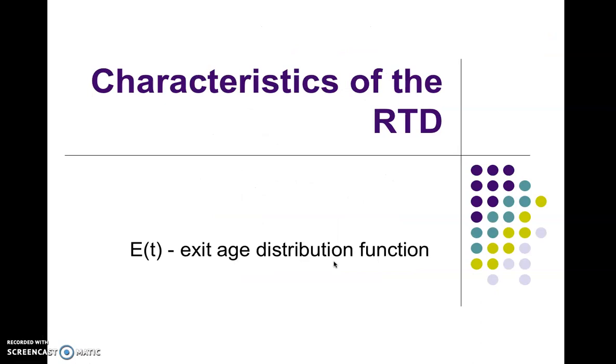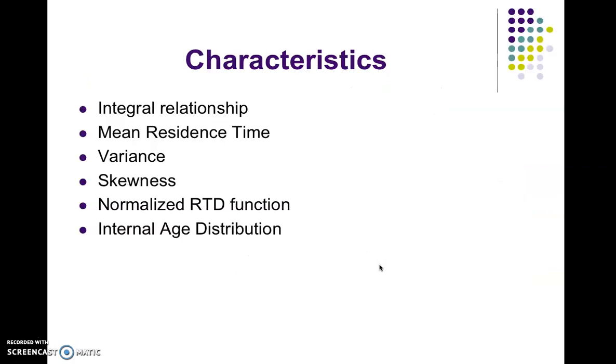So next is the characteristics of RTD. Remember just now, in the formula, there's E(t), which we call the age distribution function. By having this E(t), you will directly know what the problem of the reactor is, because from E(t) you can determine your mean residence time. So these are the characteristics that we will use E(t) for.